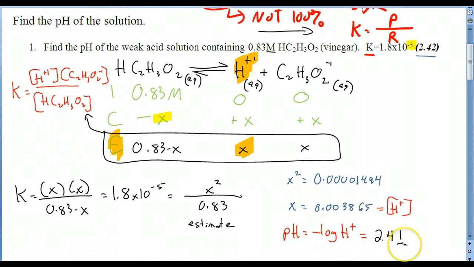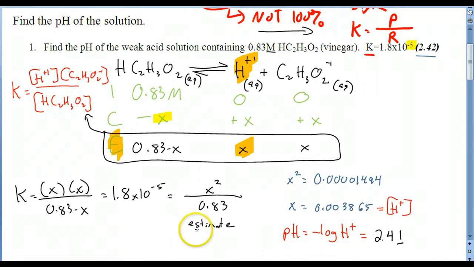Now, if your calculator says 2.41 as opposed to 2.42, I'm trying to show off the fact that the last sig fig you can be off a little bit depending on where you rounded. Perhaps you rounded this to 2 sig figs right away and did 1.5 or 3.9. It's okay to be off by a little bit representing the answer. That's what we have, and so that's how to get the pH of a weak acid solution.